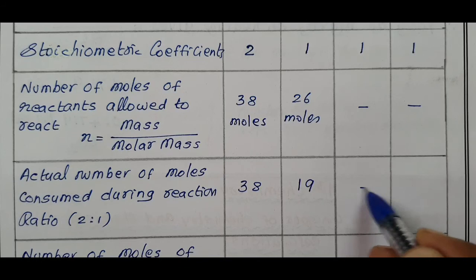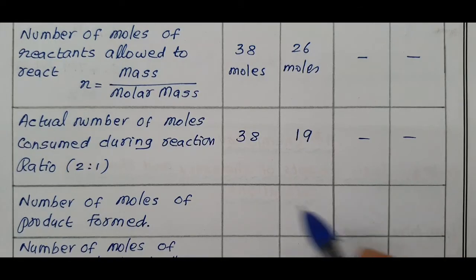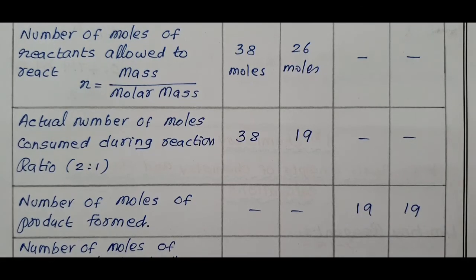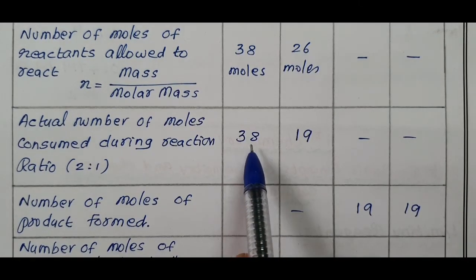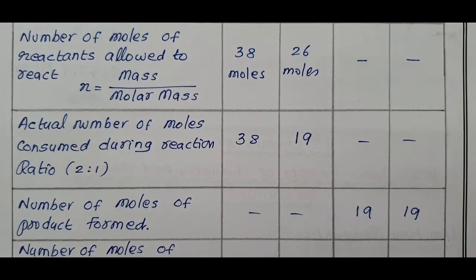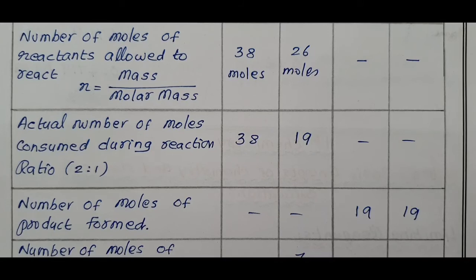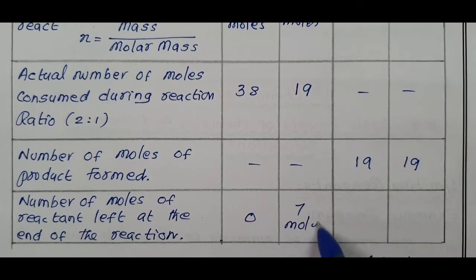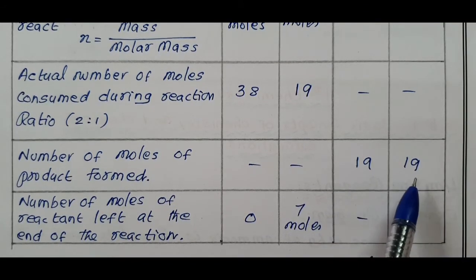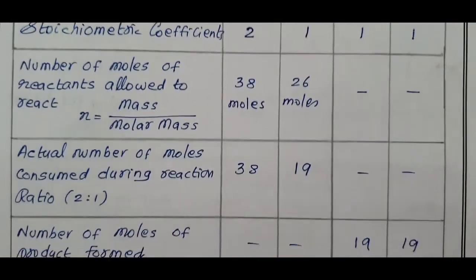Then here, not undergo any chemical reaction. Number of moles of product formed: product also 1, therefore 19 moles. Number of moles of reactant left at the end of the reaction: 38 moles undergo complete reaction, 38 minus 38 equals 0. Here 26 minus 19 equals 7 moles. This is our excess reactant. And here 19 moles of urea formed, 19 moles of water. So ammonia is completely consumed in this reaction.